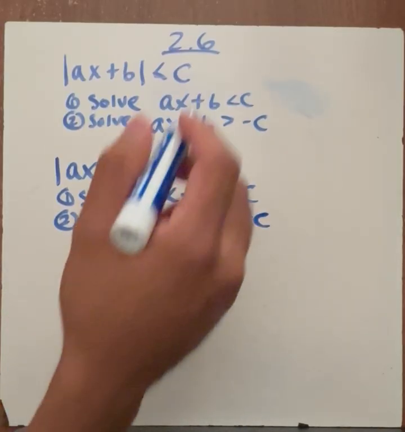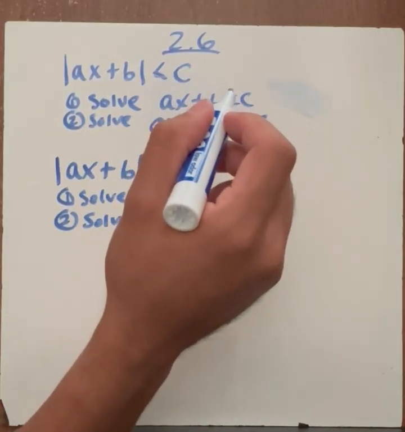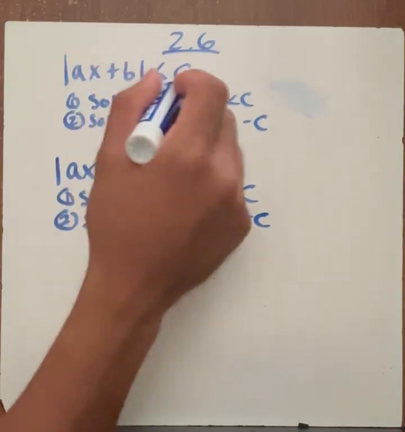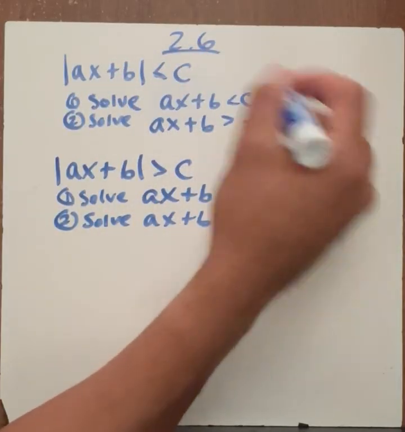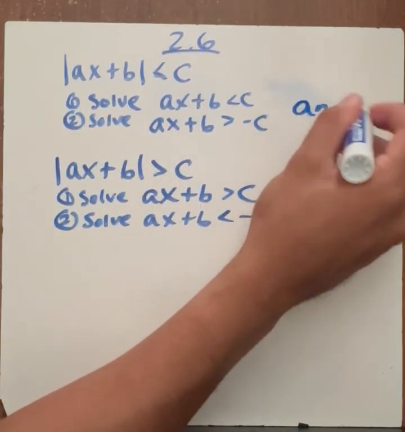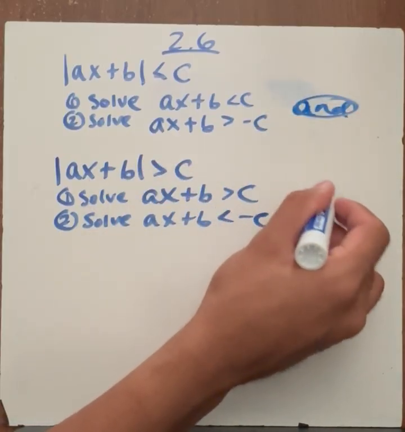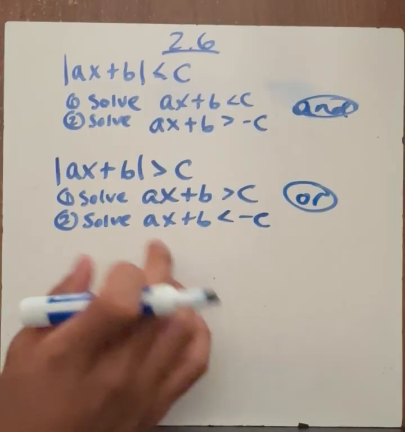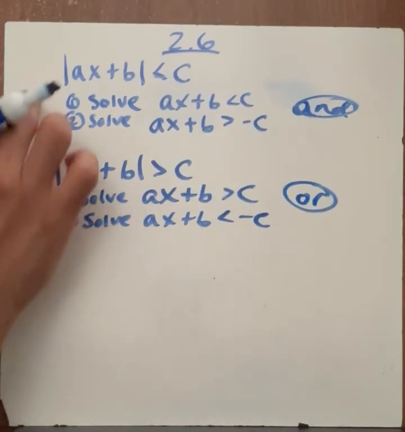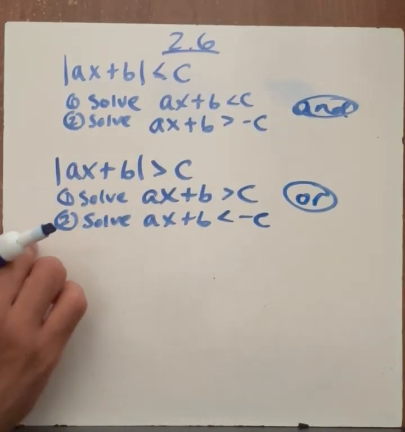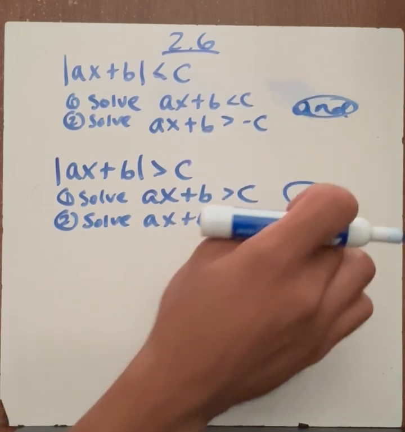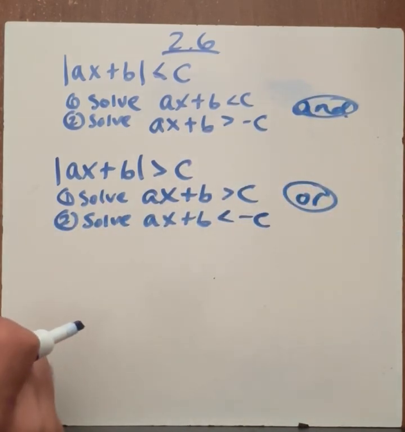Okay, so when we solve this and the inequality looks like this, we have to use the word and at the end of our answer. If the inequality looks like this, we will use the word or at the end of our answer. Okay, it doesn't mean that we're only going to solve one or the other. We got to solve both every time. Okay, but at the end of our answer, we'll use the word and or the word or. Okay, so let's go and take a look at a question like that.